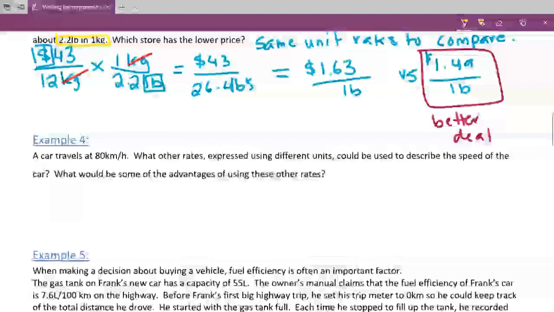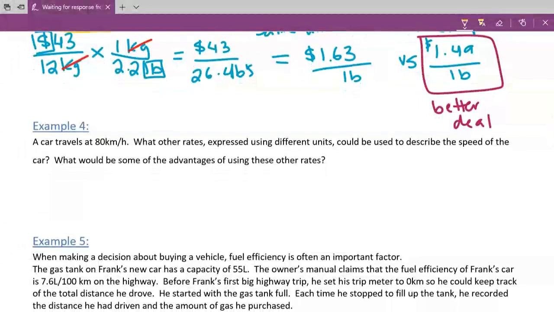A car travels at 80 kilometers an hour. What other rates expressed using different units could be used to describe the speed of the car? What would be some advantages of these other rates? Right, so 80 kilometers an hour. This is what we use for the most part for our road signs, for our speed limits on highways.